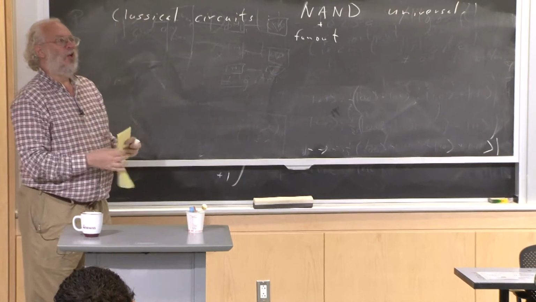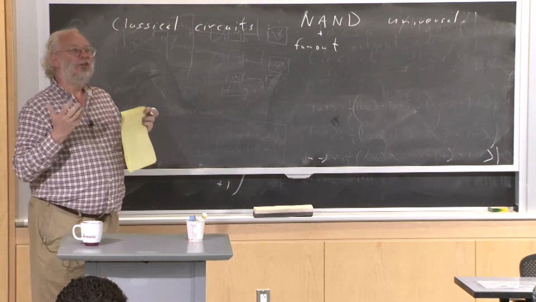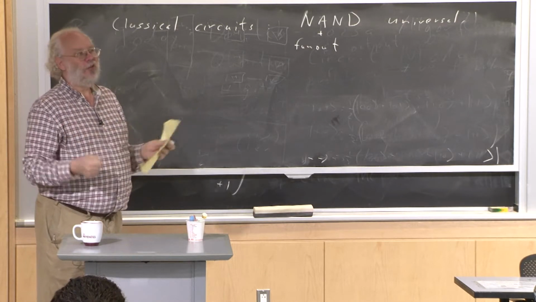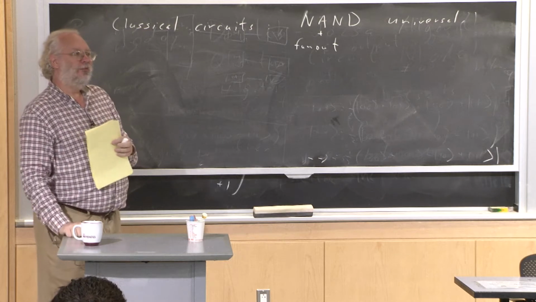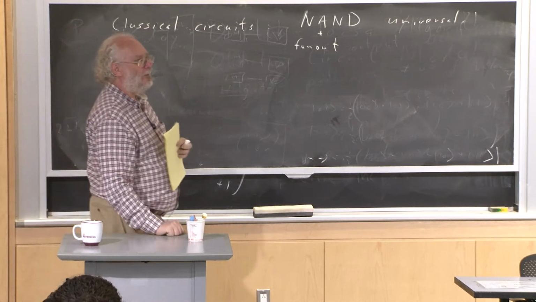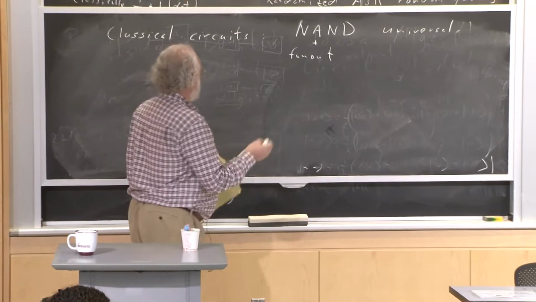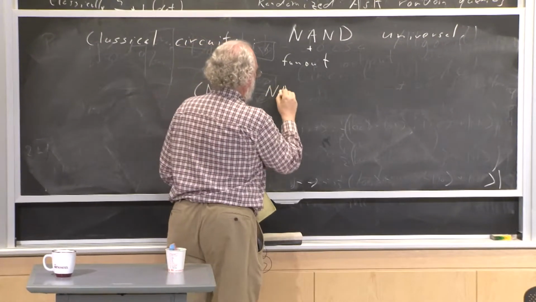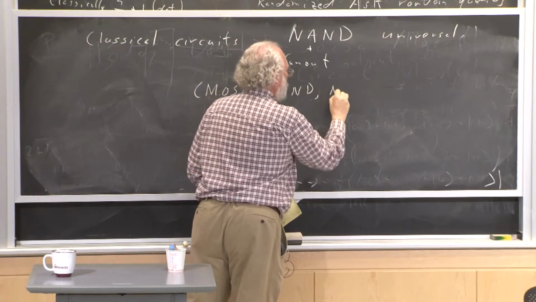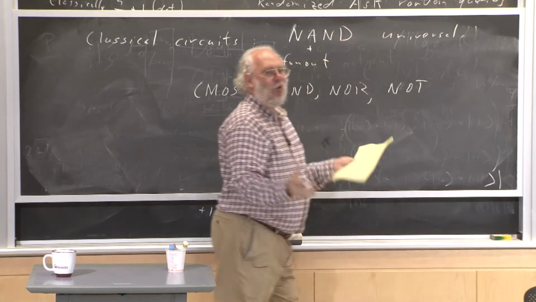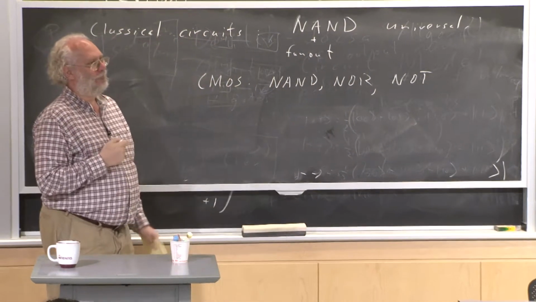So when people are designing chips for CMOS, what basic gates do they use? Anybody? Yeah? NAND, NOR, and NOT. CMOS: NAND, NOR, and NOT. So any idea why?